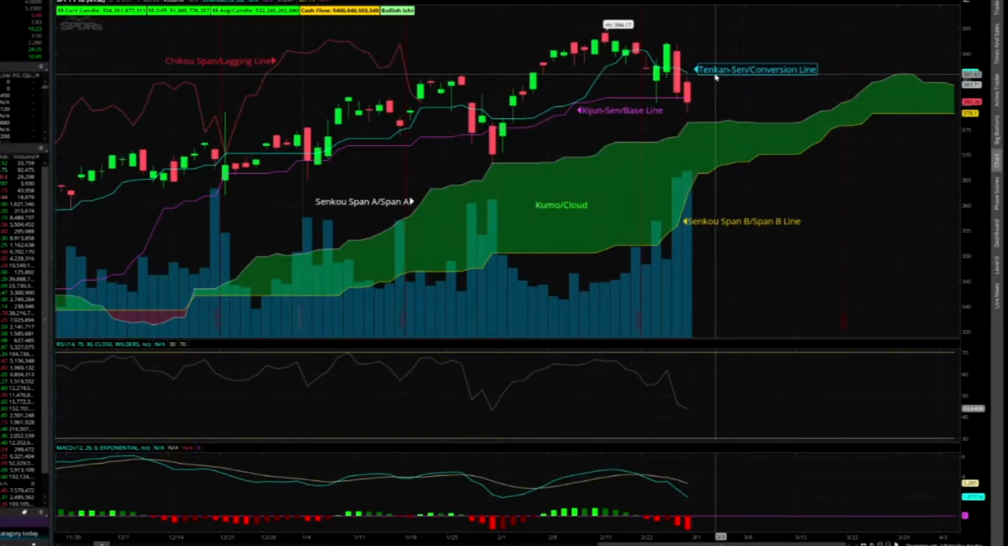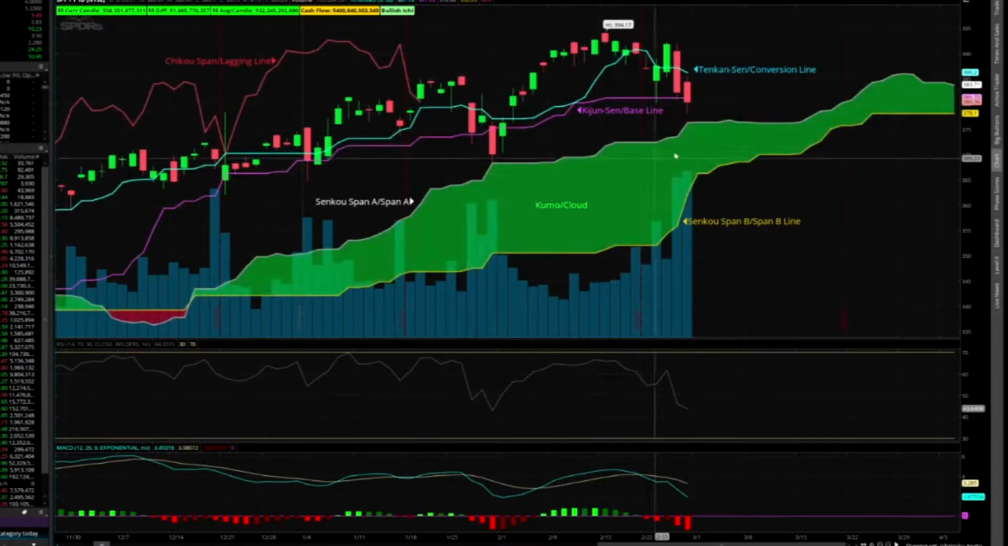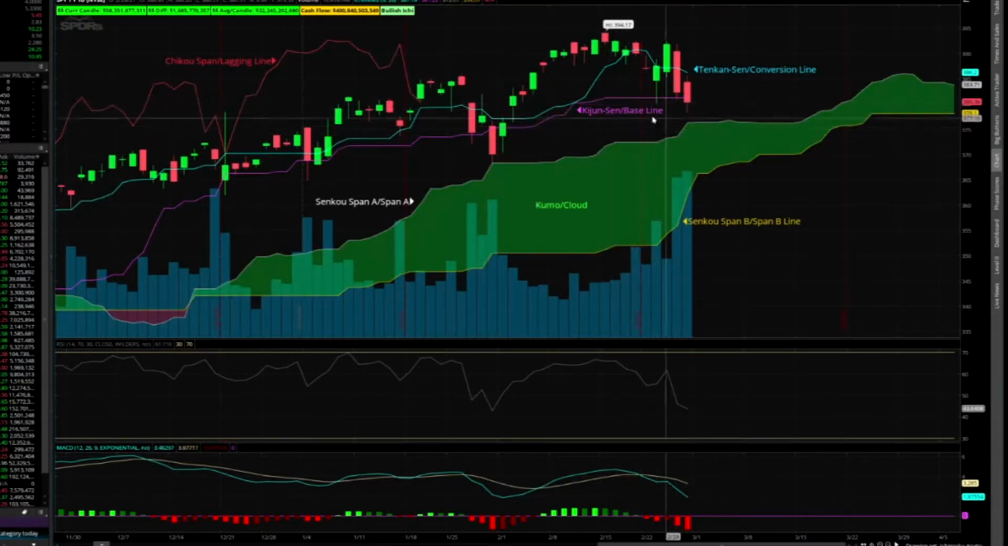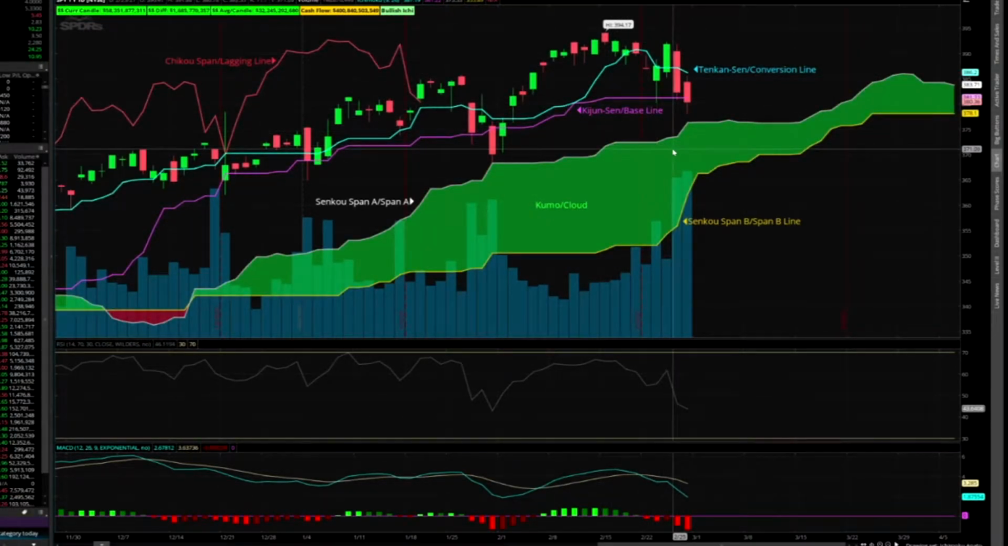Both the Tenkan-sen conversion line and the Kijun-sen baseline work in conjunction with each other to help create buy and sell signals. When the Tenkan-sen conversion line crosses above the Kijun-sen baseline, so the crossover is not on this chart, but I'll show you an example later, then traders typically identify that as a buy signal. When the Tenkan-sen conversion line crosses below the Kijun-sen baseline, so if this blue line crosses below this purple line, then traders typically identify that as a sell signal. This crossover is referred to as a TK crossover, so Tenkan-sen, Kijun-sen, TK crossover. We'll delve more into that later, though.